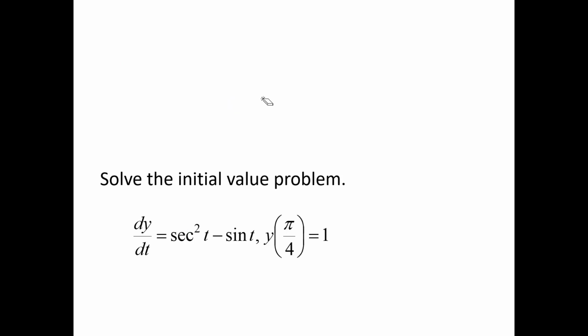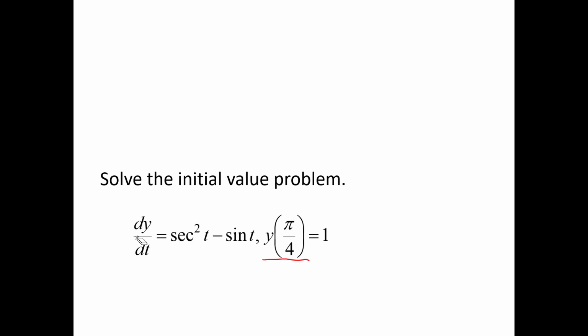Okay, what's the whole point of the plus c? An antiderivative is unique up to a constant, and so then we can figure out what that constant is if we know an input-output pair, and that's called an initial value problem. So here we know that dy/dt, the derivative, is secant squared of t minus the sine of t. And we know that for the original function, when we put in pi over 4, we got 1.